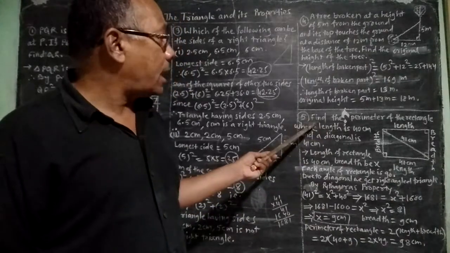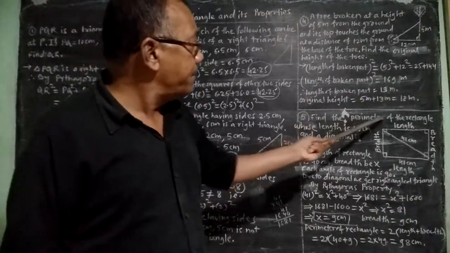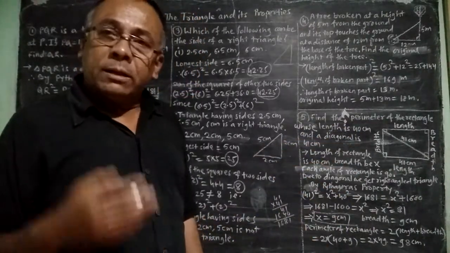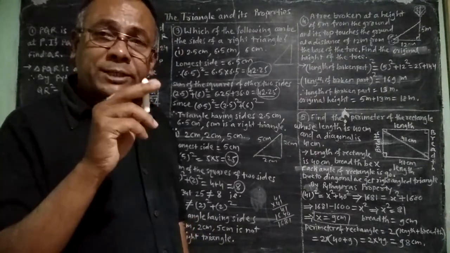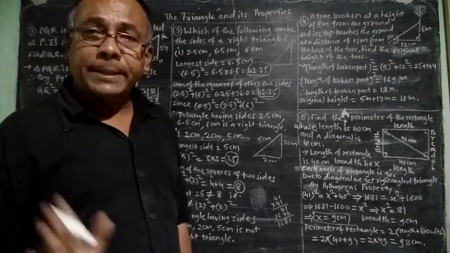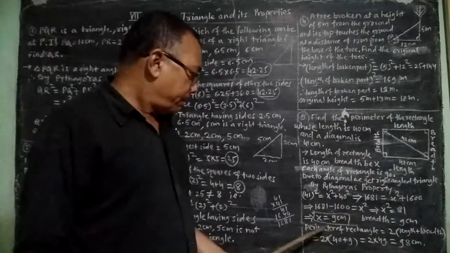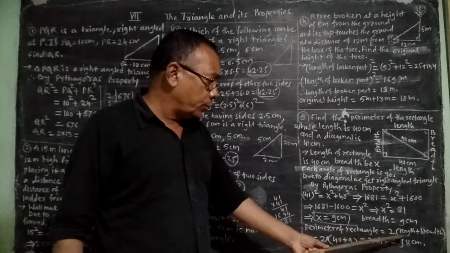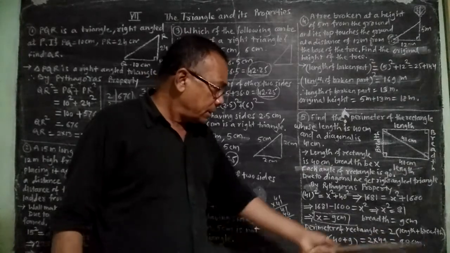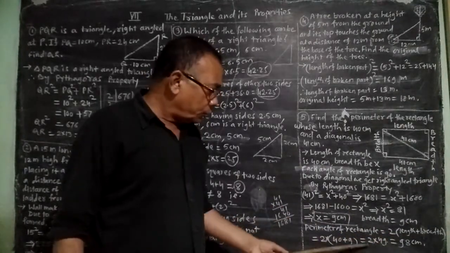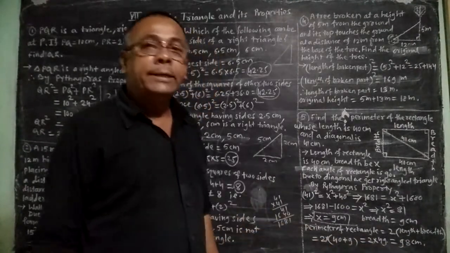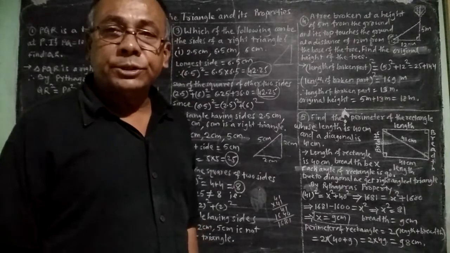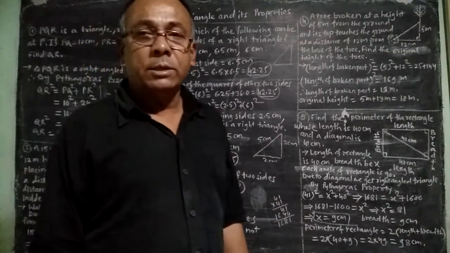Here the question is asked that find the perimeter of the rectangle. We know that perimeter of the rectangle is equal to twice of length plus breadth. So perimeter is equal to 2 into length 40 plus breadth 9, means 2 into 49, and 2 into 49 it will be 98 centimeter, which is the perimeter of the rectangle.